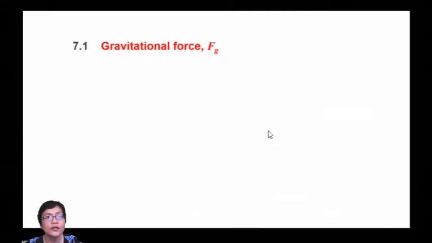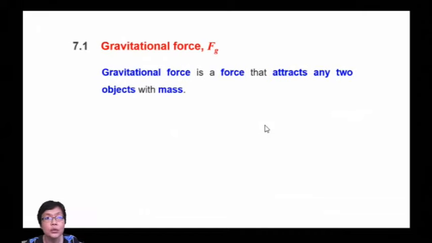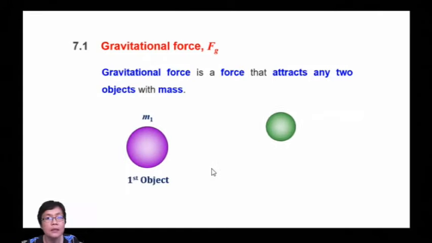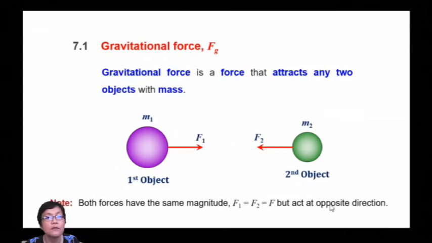First, we take a look at gravitational force. What is gravitational force? Gravitational force is a force that attracts any two objects with mass. For example, we have first object with mass m1 and the second object with mass m2. Both objects will be pulled towards each other by gravitational forces F1 and F2 acting on them. Both forces will have the same magnitude, meaning the same value, but act at opposite direction.